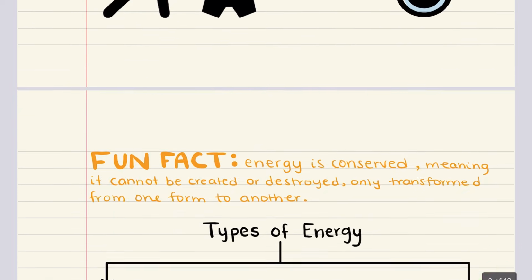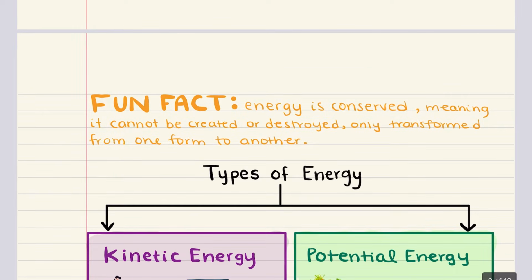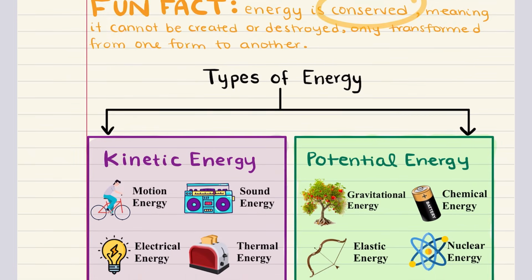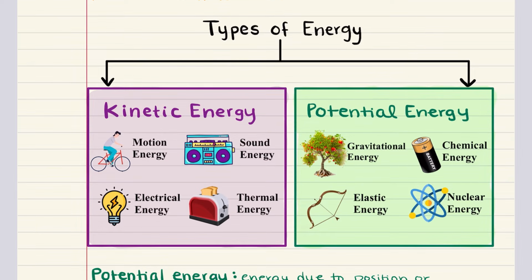One of the most important characteristics of energy is that it is conserved. The law of conservation of energy states that energy can be converted from one form to another, but it can be neither created nor destroyed. That is, the energy of the universe is constant. Now, energy can be classified as either potential energy or kinetic energy.